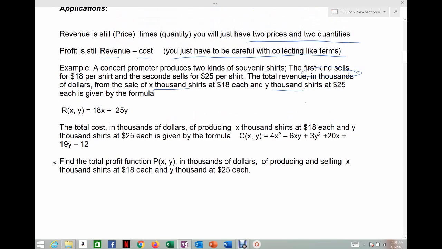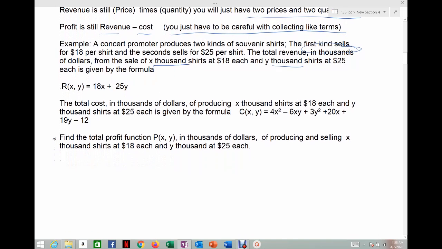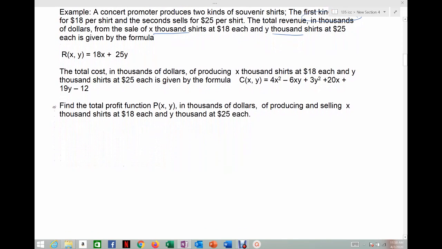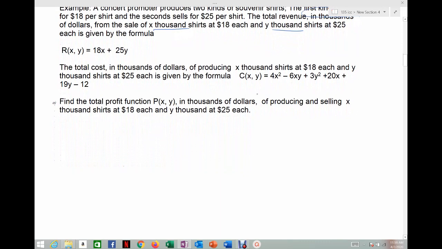So again, the revenue equation is just price times quantity, right? If we sell X of the first type, we get $18 for each of them. So there's the revenue generated from those sales, and then we add the second t-shirt. Price is 25, and we're going to sell Y of those, and so there's my revenue equation. Price times quantity. Alright, cost is given to us by that cost equation. Again, everything's in thousands of dollars.